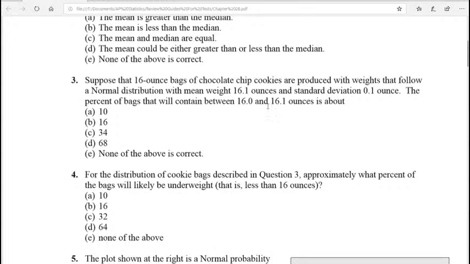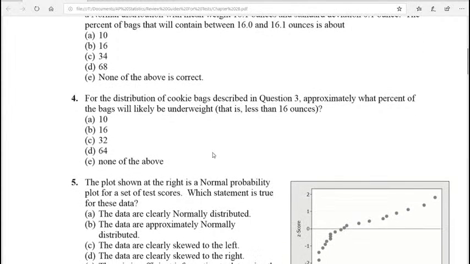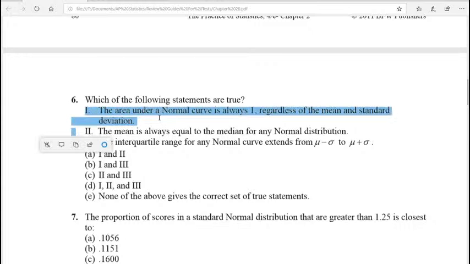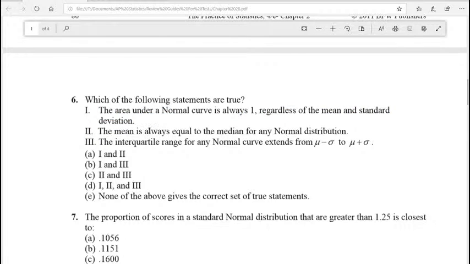On number 4, less than 16. Again, draw a picture, shade it, get your answer there. 5 we skipped. 6. Area under a normal curve is always 1, regardless of the mean and standard deviation. Well, the area under any density curve, any type of curve like this, is always going to be 1. So that's true.